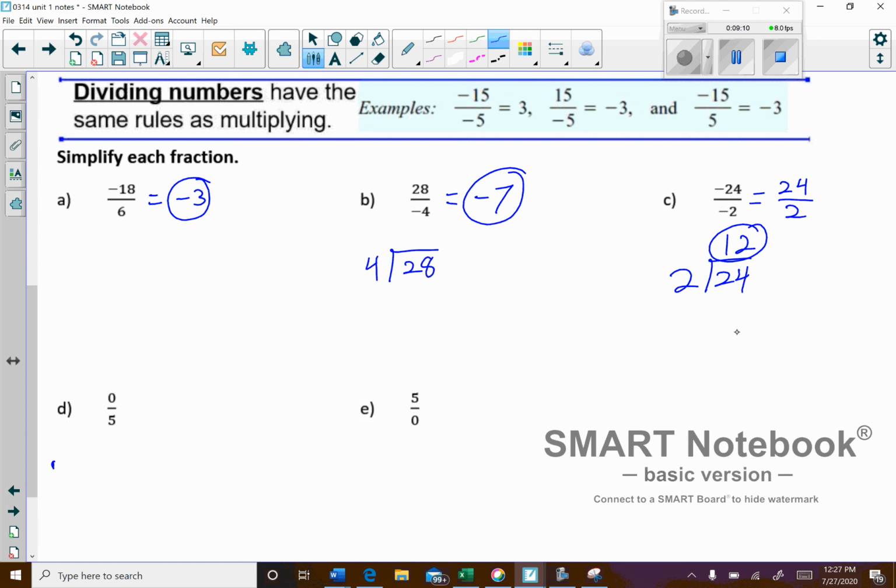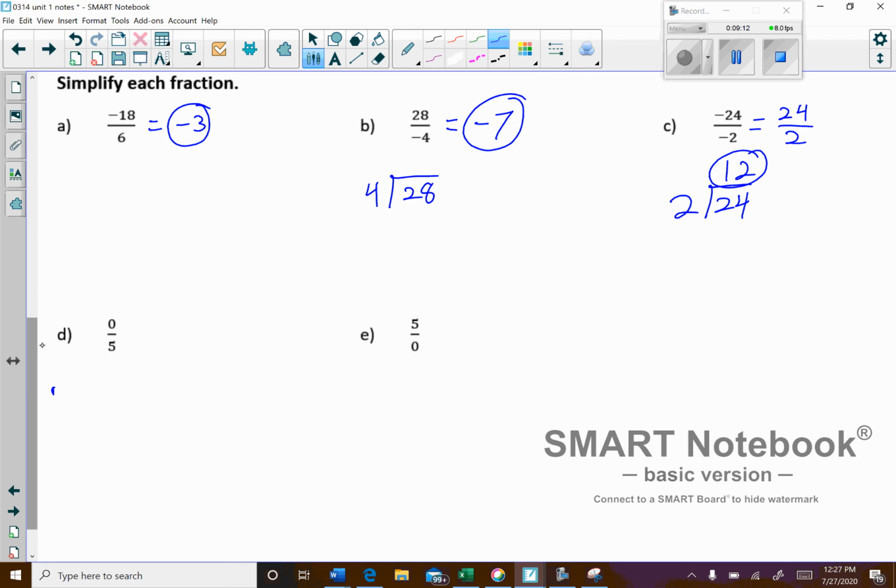Then I threw a couple trick questions in here. Not really trick questions, but looking at when zero's involved. So 0 divided by 5. A lot of times students are a little confused by that. But let's look at the pattern of dividing numbers. What I want you to notice is the denominator times your answer always equals the numerator. So 6 times negative 3 is negative 18. Negative 4 times negative 7, a negative times a negative, is positive 28. 2 times 12 with the negatives would give you that negative 24 at the top right here.